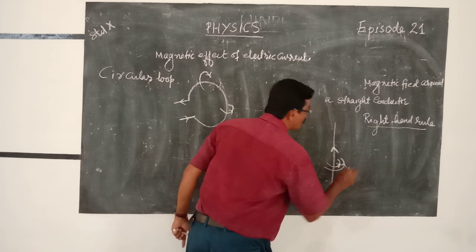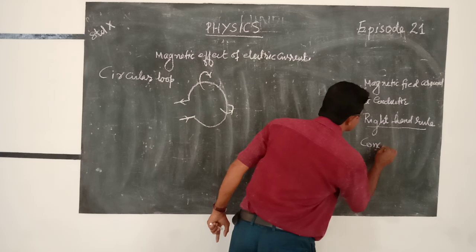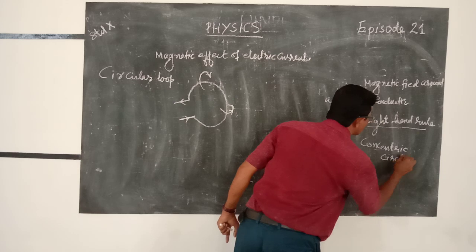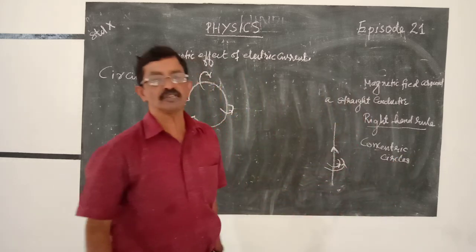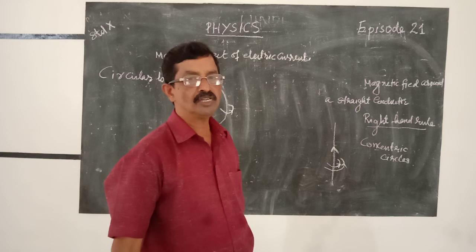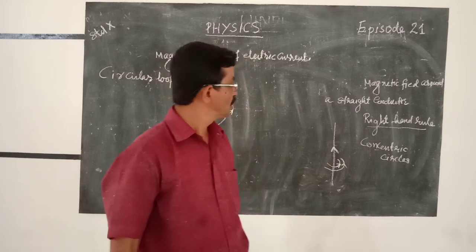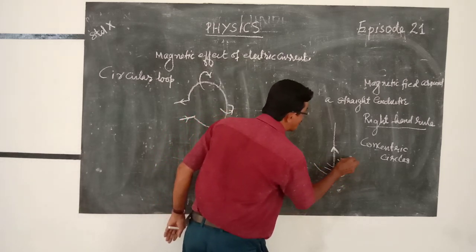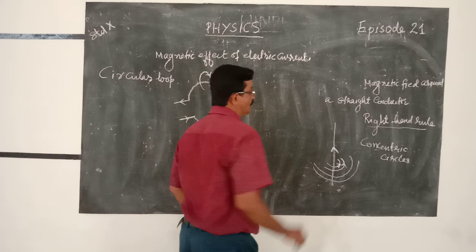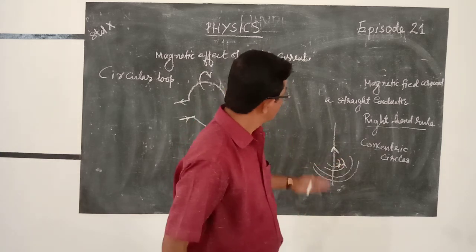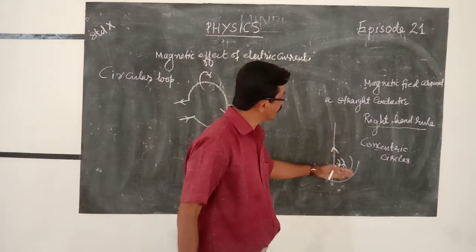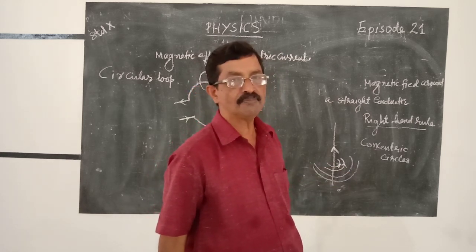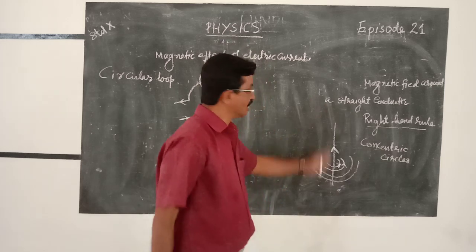See, it forms concentric circles. And the strength of the field is, we know, inversely proportional. So the circular ring becomes larger and larger as we move away from the conductor. That means the magnetic field strength is decreasing. So magnetic field is inversely proportional to the distance.